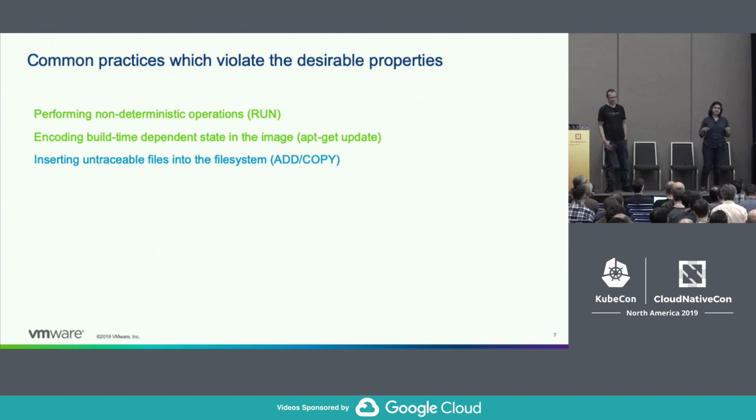The next one is using add or copy. This is copying a file or untarring a file system or a set of files into your container image from an external file system. There is no understanding of what these files are once the container is created and shipped, and it is very difficult to reason about what those files are because they came from an external pipeline.